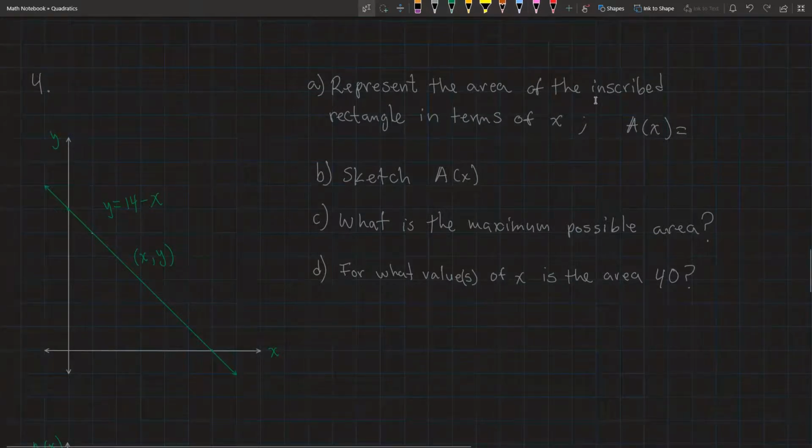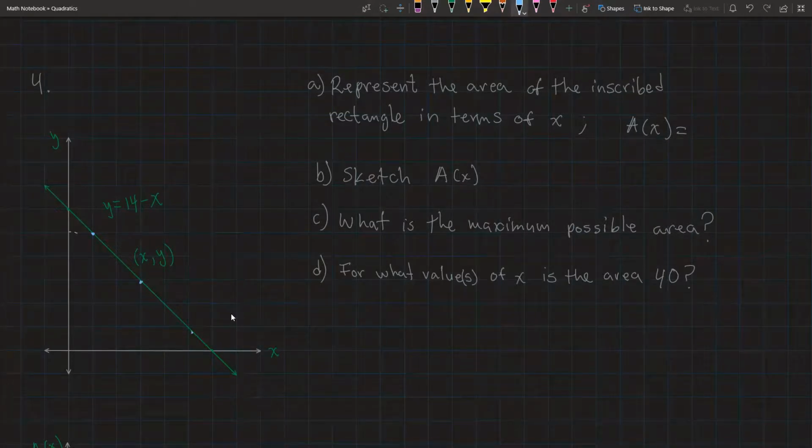All right, the main idea is again representing some formula or some equation for area. But now it says it's inscribed inside this x-axis and y-axis with this line. So the main idea, think of any point on this line. I'll draw some examples for you. Could be this point or this point or this point down here.